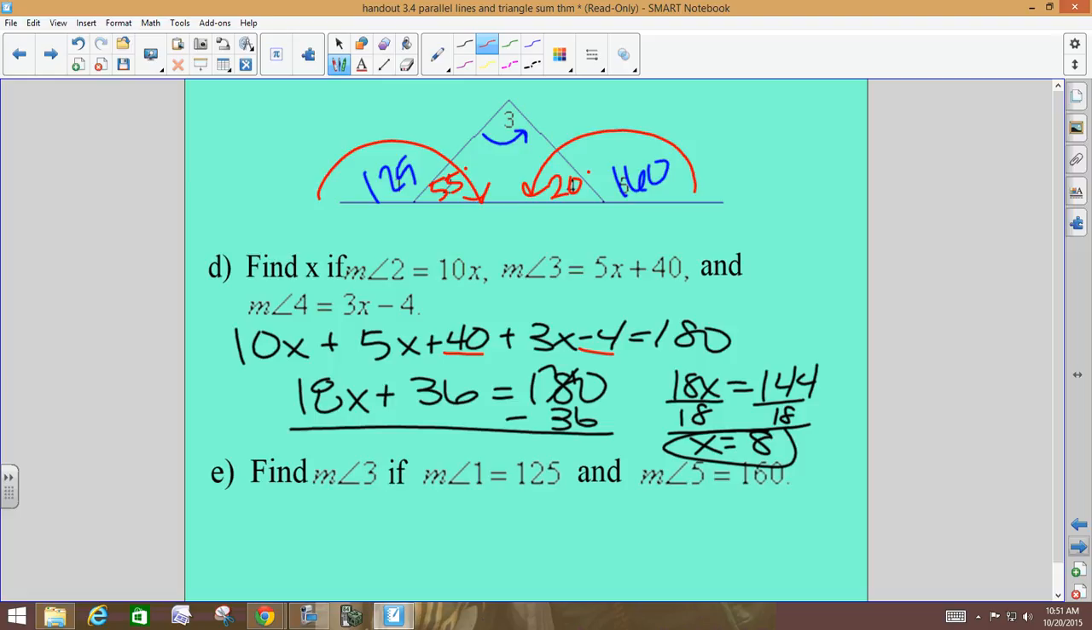Okay, so 125 and angle 2 form a straight line, and they have to add up to 180. So 180 minus 125 gave me 55. Same thing with angle 4 and 160. Therefore, I get these two angles on the inside of the triangle. Triangle sum theorem says all of them have to add up to 180. So 180 minus 75 would tell us that angle 3 is 105.